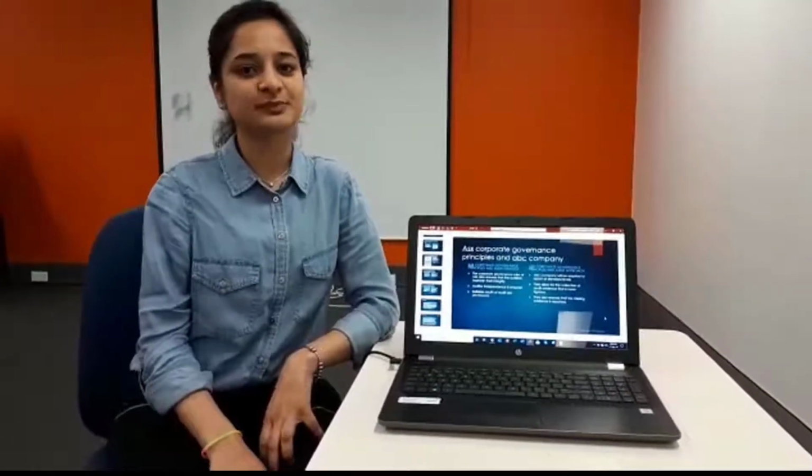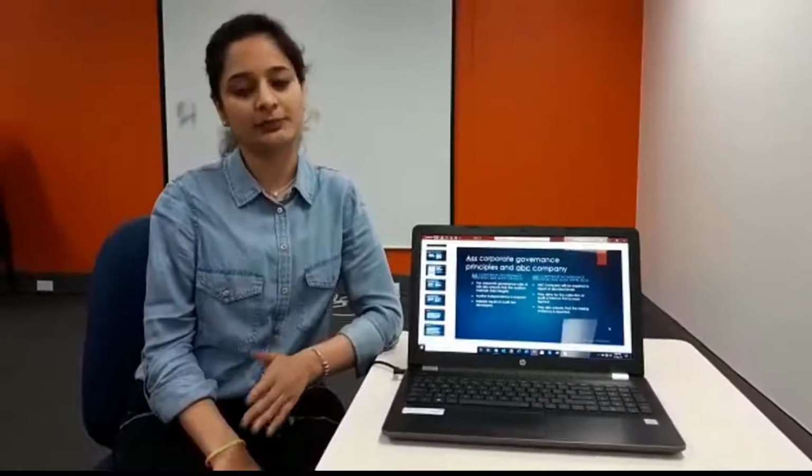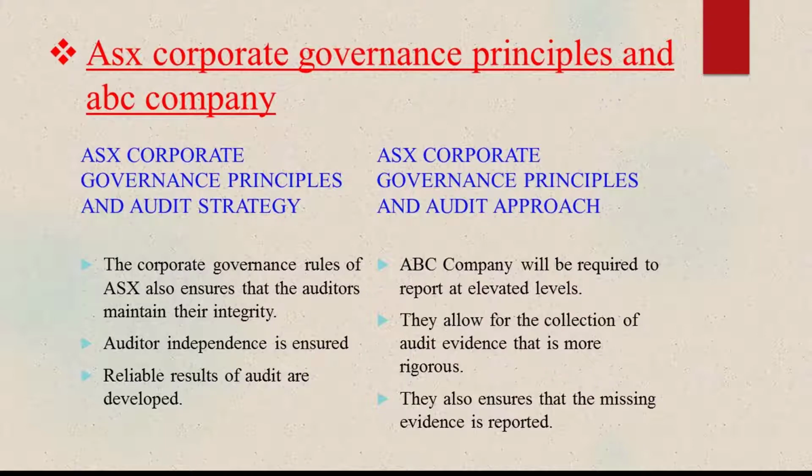Kaur, and I'm going to explain the impact of corporate governance principles on audit strategy and audit approach. Looking at the audit strategy, the first one is that the corporate governance rules of Australian Securities Exchange also ensure that the auditors maintain their integrity. Auditor independence is ensured. The third one is that reliable audit results are developed. The next one is audit approach.